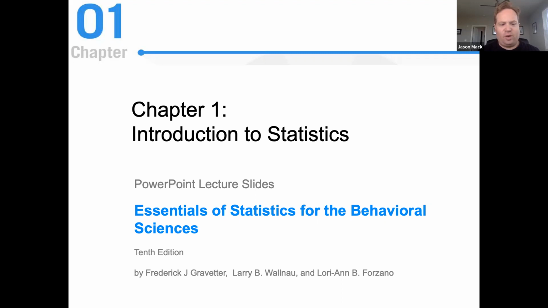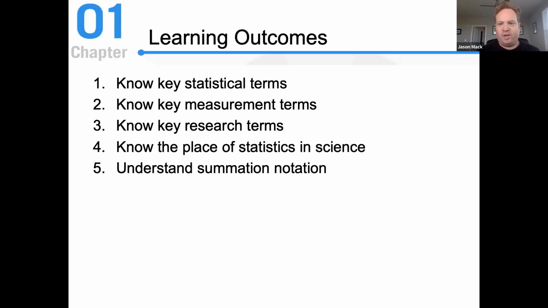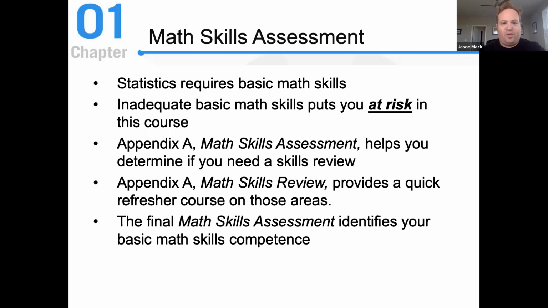Let's talk about chapter 1 a little bit. Some things that are important: you want to know the statistical terms, key measurement terms, key research terms, the place of statistics in science, and understand summation notation. First of all, you absolutely want to think about your math skills for this course. If you don't have basic math skills, it will put you at risk.